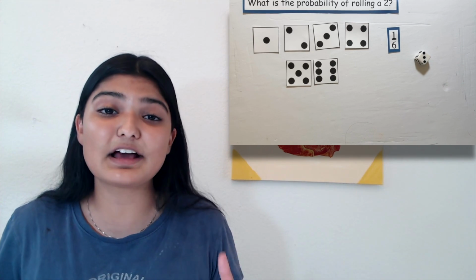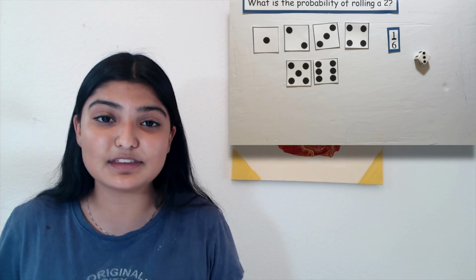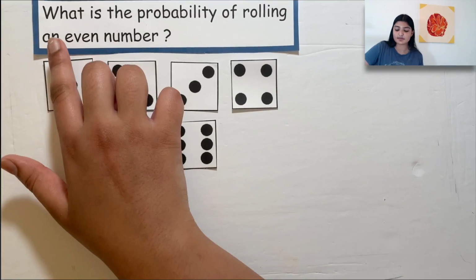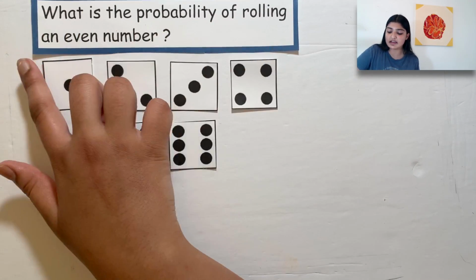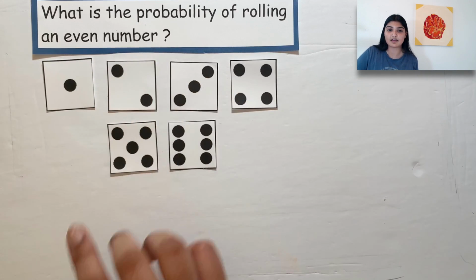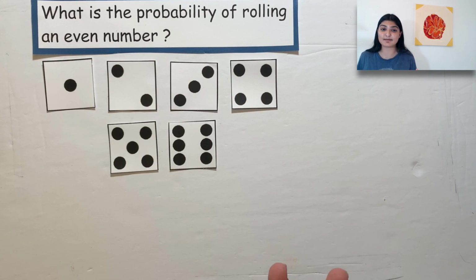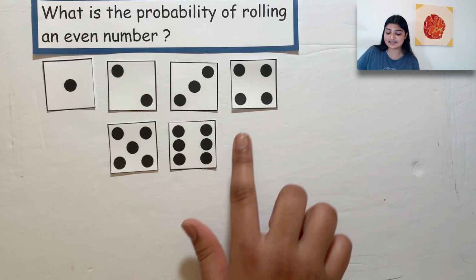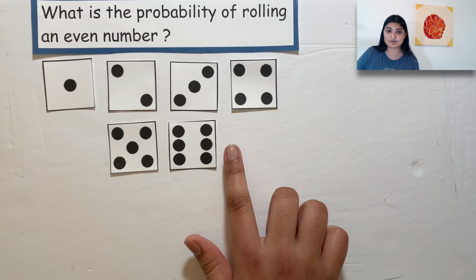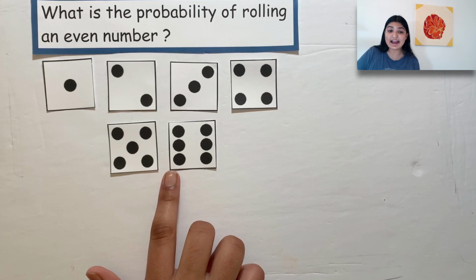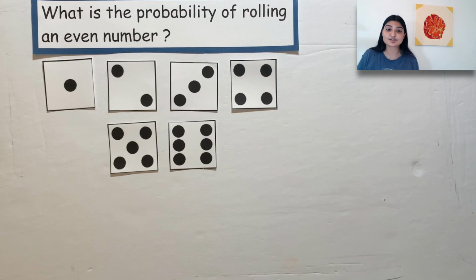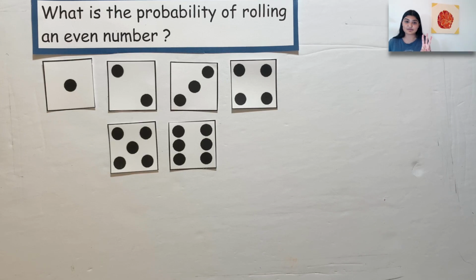Let's look at another example of basic probability using this dice. What is the probability of rolling an even number? Well, how many even numbers are there in these 6 possible outcomes? There's 2, 4, and 6. So we know that there are a total of 3 even numbers.